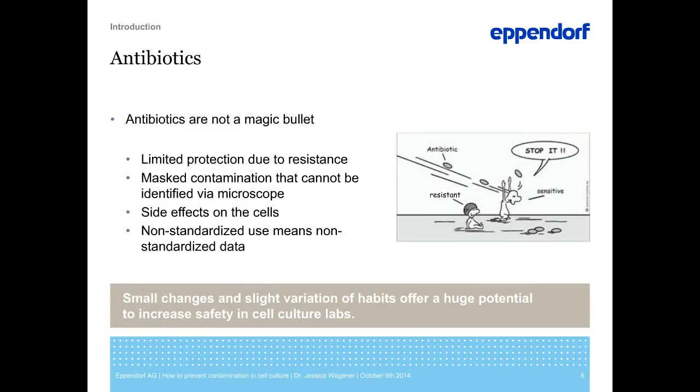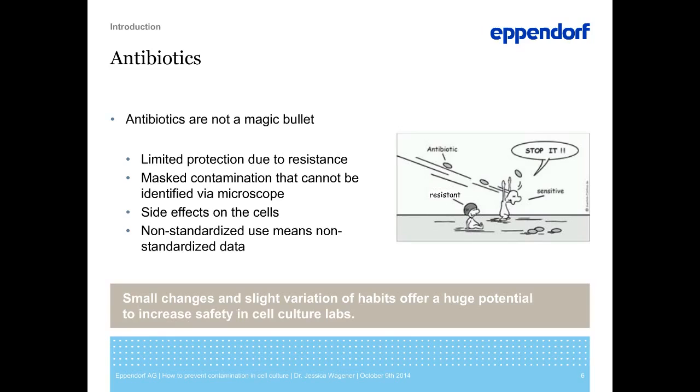The second thing most researchers worldwide use to fight contaminations in cell culture are antibiotics. This used to be a good tool, but it is becoming more and more a poor tool because there is limited protection due to the increasing resistance of bacteria. The most commonly used antibiotics in cell culture are penicillin and streptomycin. Their non-cytotoxic effect was first described in the 1940s, and they are still present in most cell culture labs.